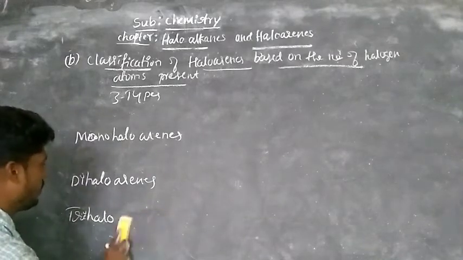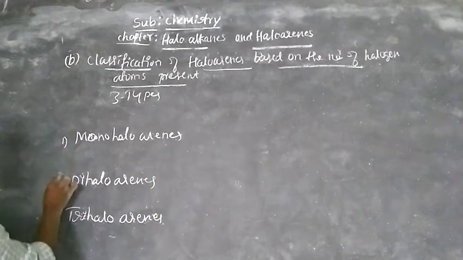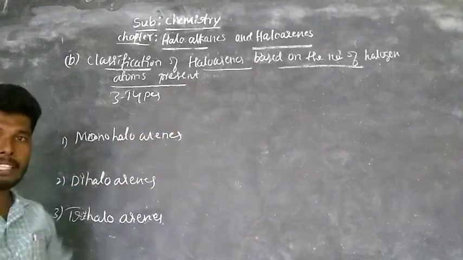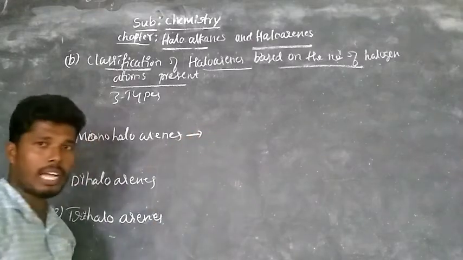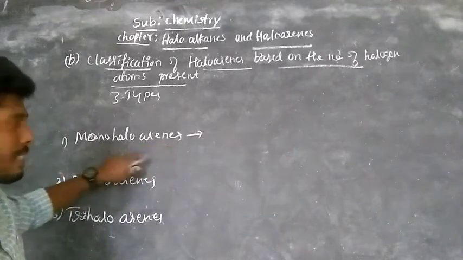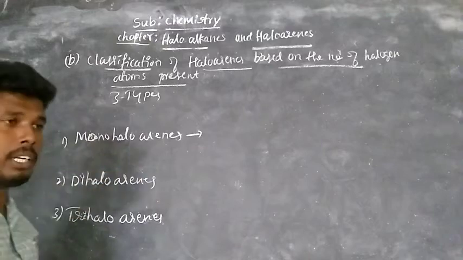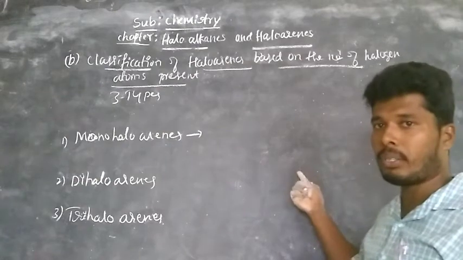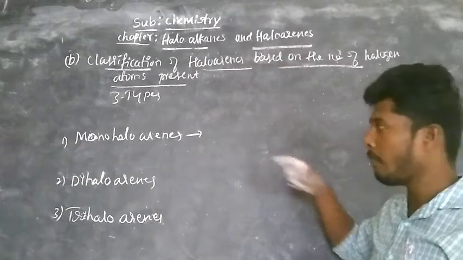Trihaloarenes. These are the three types of classification of haloarenes on the basis of the number of halogen atoms present. Monohaloarenes means only one halogen atom is present on the aromatic hydrocarbon. The halogen atom which is connected to the aromatic hydrocarbon is called monohaloarenes.